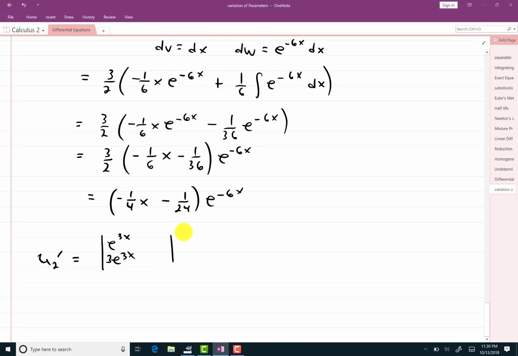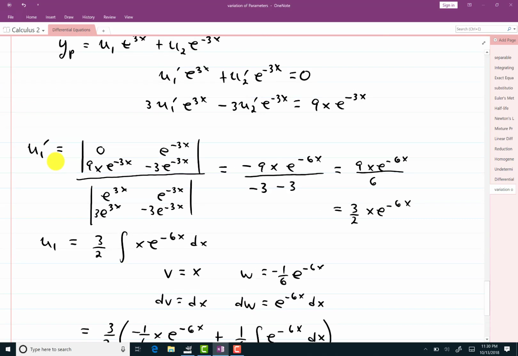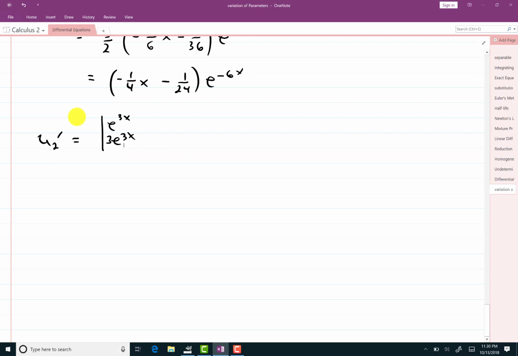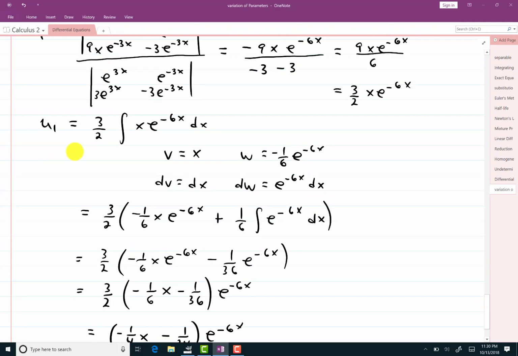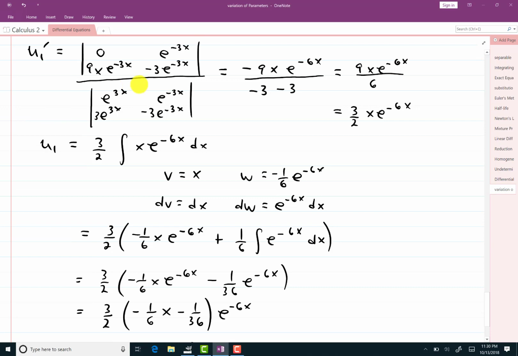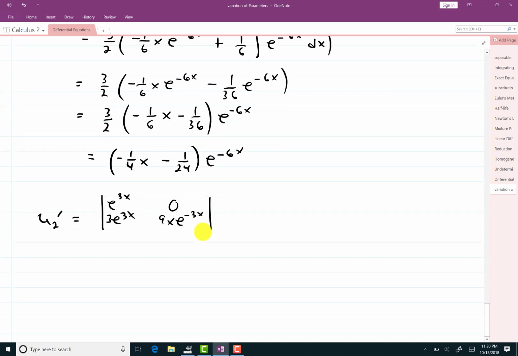But the second column, I'm going to replace it with the result, which was 0, 9x e to the negative 3x. You'll notice I've already evaluated the Wronskian from the first part. That gave me a negative 6 down here, so I'll just put over negative 6. And then let's go ahead and multiply it through.